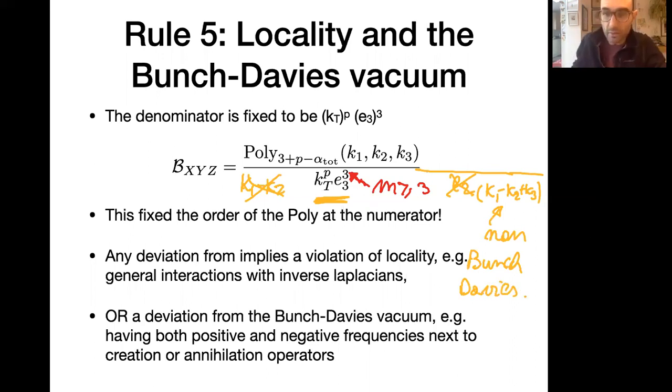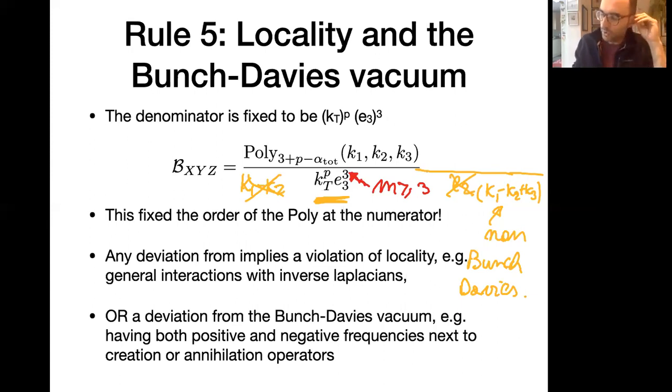But if you insist on Bunch-Davies, then they have to go away. The other statement is about locality. If you write down arbitrary non-local interactions, like 1 over Laplacian to the 32 and then some operator, then you will get additional powers here. But if you insist on the theory being local, then that's not allowed.